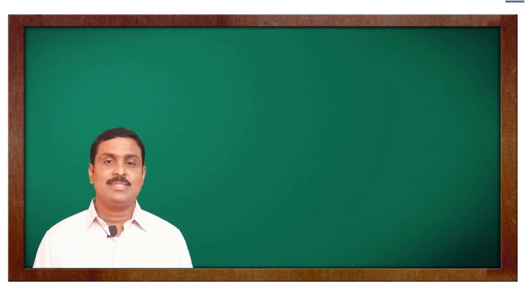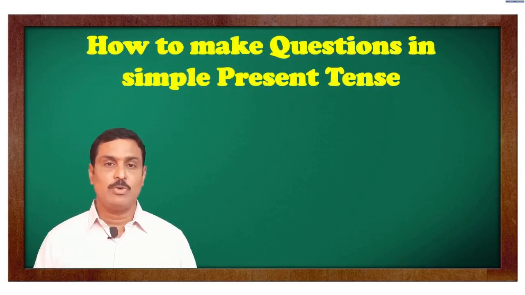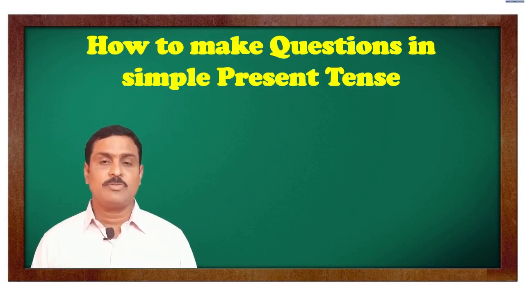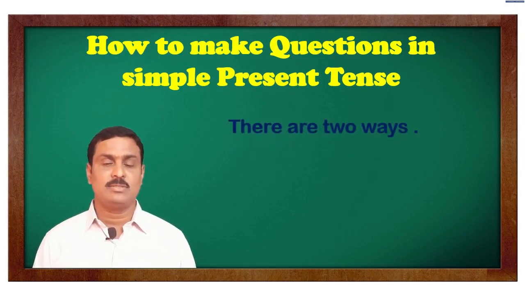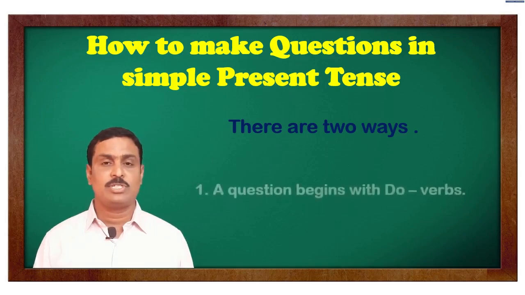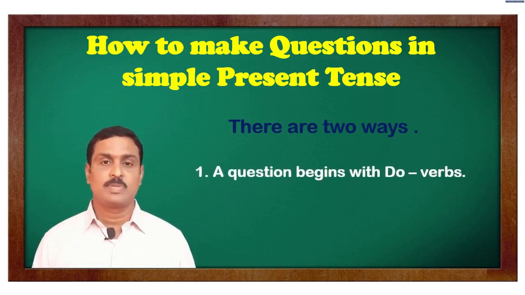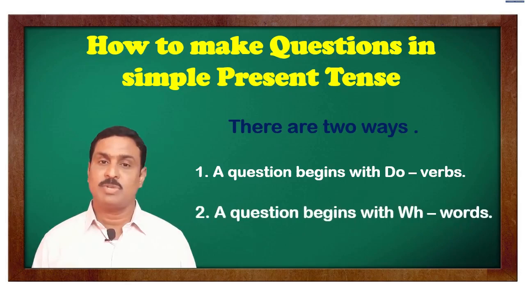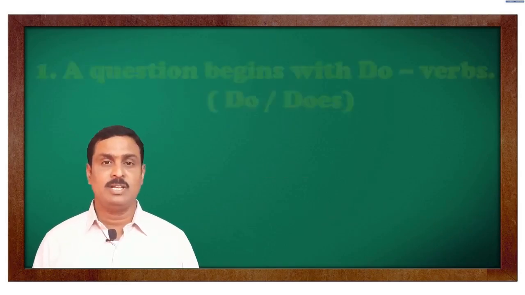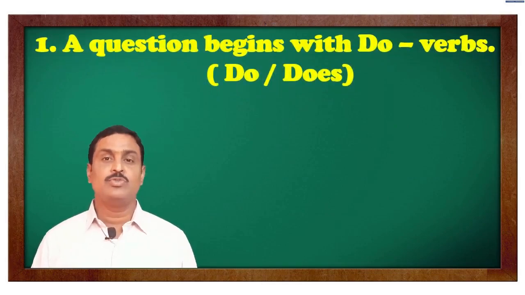Hi, in this lesson I will teach you how to make questions in simple present tense. There are two ways of making questions in simple present tense. The first one is a question beginning with the do verb and the second one is a question beginning with WH words. Okay, let's see the first way of making questions. A question beginning with the do verb means do or does.